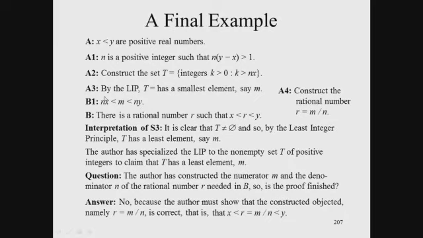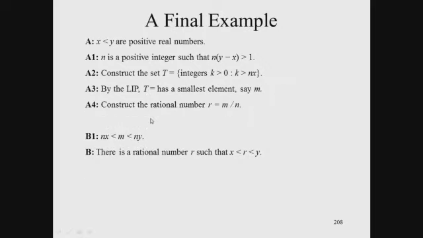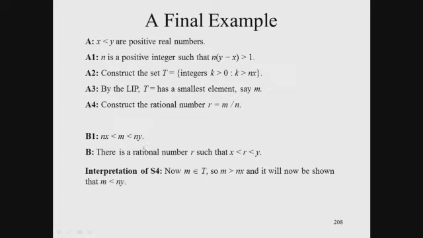So this is what the author is going to show next. Here's where we are. This is what the author has to show to complete the proof. And now let's see what the author writes in S4. The author says, now M is an element of T, so M is bigger than NX, and it will be shown that M is less than NY.